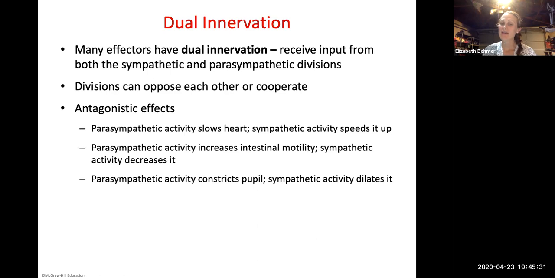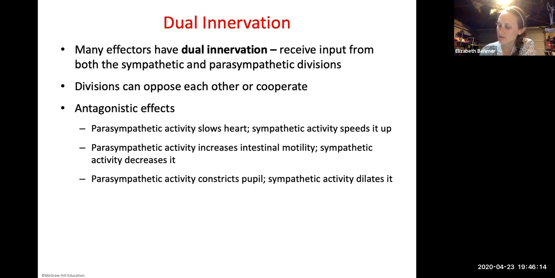And then the parasympathetic activity constricts your pupil size. So we'll talk about the pupil on Tuesday with the eye, but your pupil is the black dot in your eye that can get smaller and larger, and parasympathetic activity constricts it and gets it smaller. Sympathetic activity dilates your pupil, so it's much larger. And that's the way that light and images get into your eye. So your sympathetic activity wants to dilate your pupil size so that you can be very aware of your surroundings and take in as much of your surroundings as possible. So that is dual innervation.